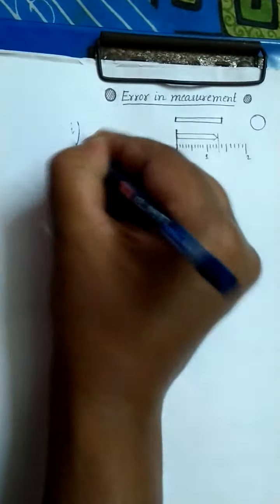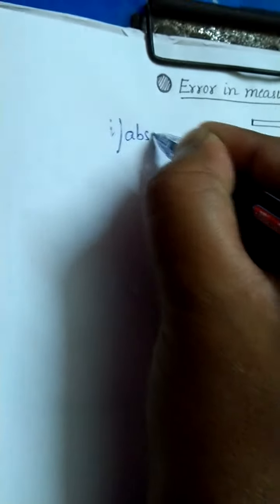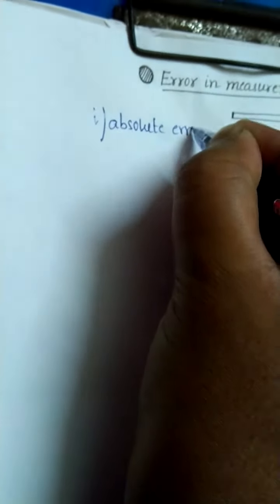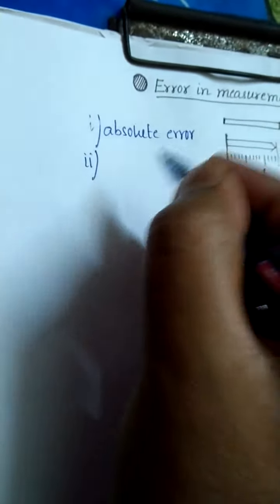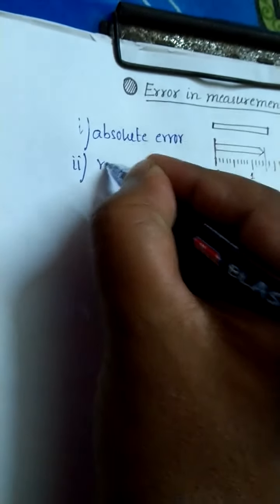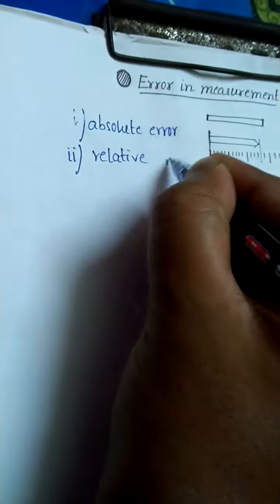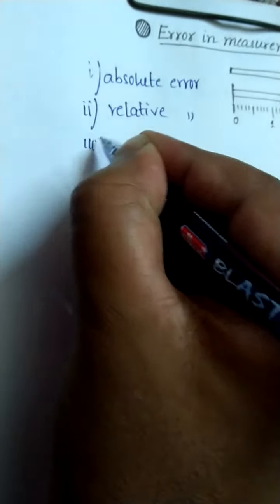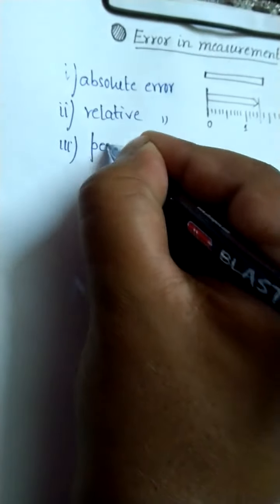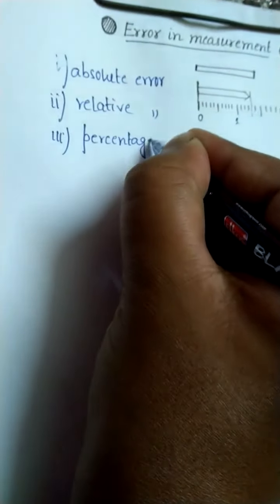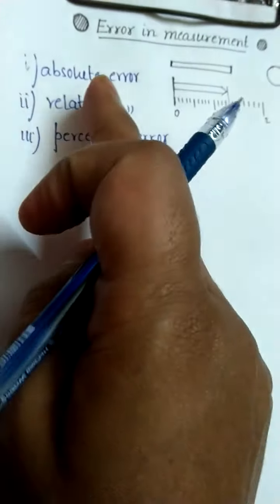So basically there are a few types of error. Number one is the absolute error. Number two is the fractional error or the relative error. And number three is the percentage error.